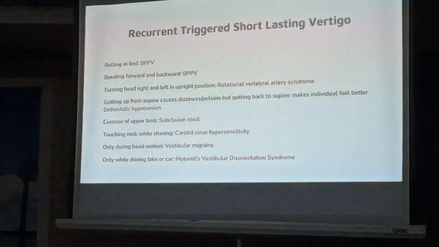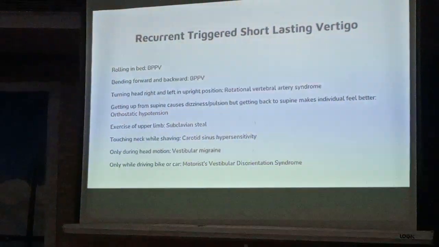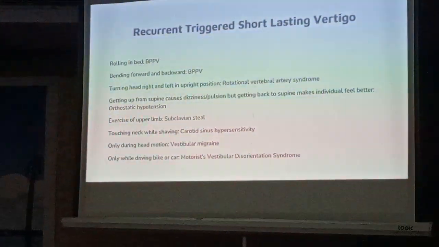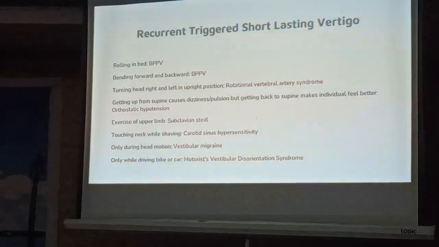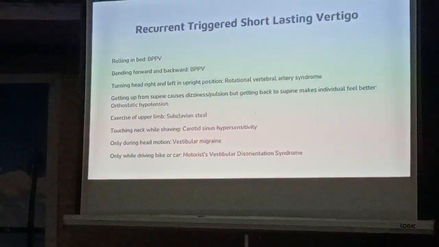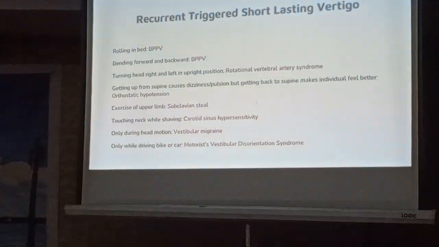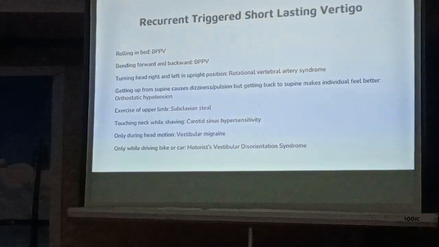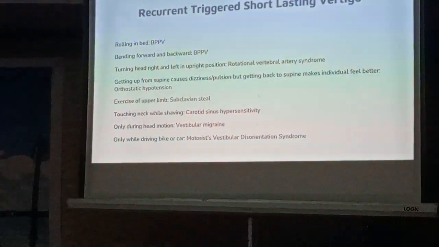Like rolling in bed, bending forward, backward is fine. But this kind of a movement is not likely to produce vertigo in BPPV. If the patient is turning the head to one side like this, and then he is getting vertigo, most likely it is a rotational vertebral artery compression syndrome. The syndrome is also known as bow-hunter syndrome, because the bow hunters used to do this. So when the patient turns the head like this, the opposite side vertebral artery gets compressed.